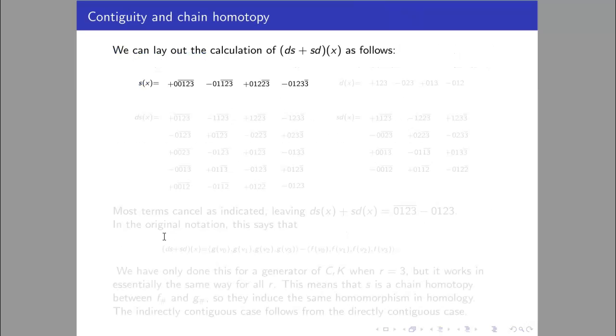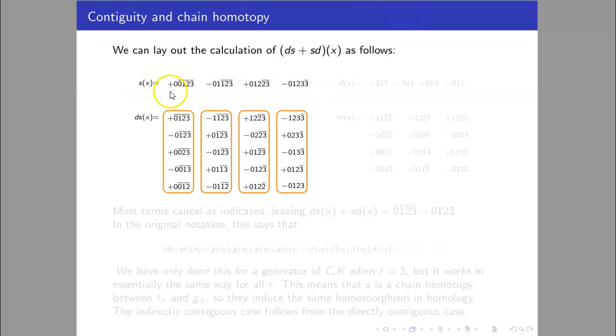Okay, so now we need to calculate dS plus Sd of x. So here's our Sx. That's what we just had at the end of the previous slide. And now we're going to do d of it. We've grouped this in columns. So here we've got this term here, and then d of it is in this column. This term here, d of that term is in this column. This term here, d of it is in this column. This term here, d of it is in this column.